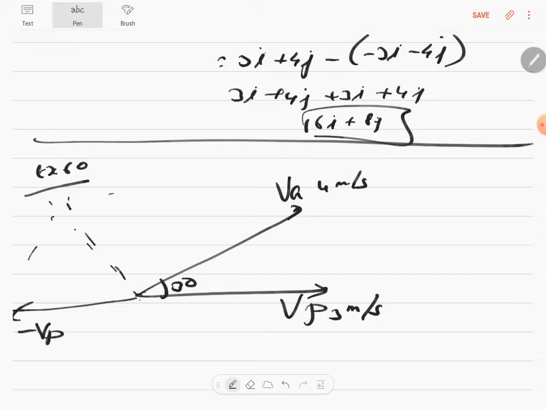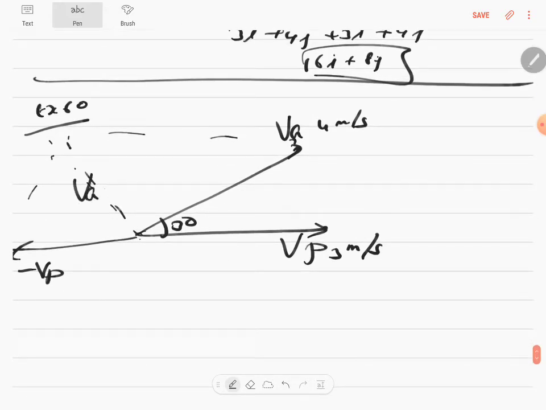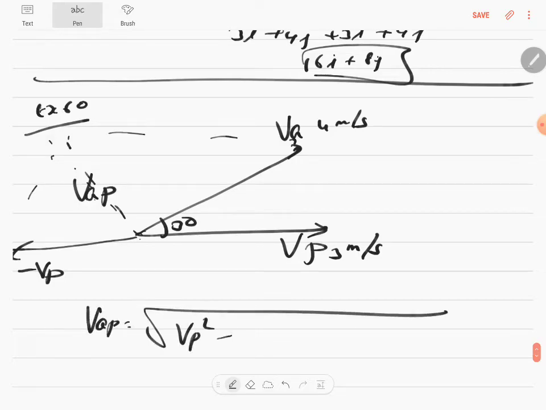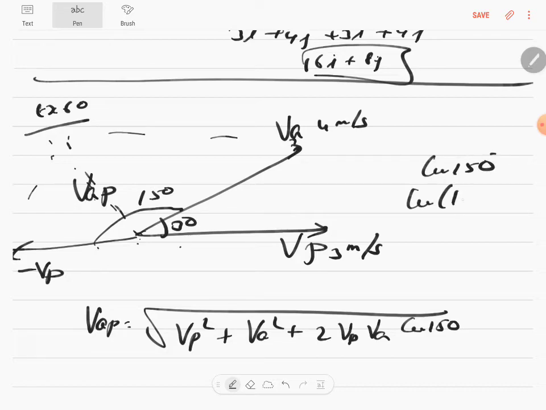This will become like a parallelogram. So the relative velocity of Q with respect to P is here, and VQP according to the parallelogram law is the root of Vp square plus Vq square plus 2 Vp Vq cos(180 minus theta), which will be cos 150. Correct? The angle between the two vectors. What is cos 150? It is cos(180 minus 30). So it's a second quadrant angle, so it's got to be minus cos 30, and cos 30 itself is root 3 by 2. So minus root 3 by 2 has to be plugged in here.